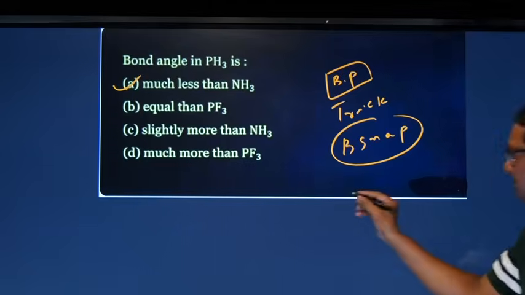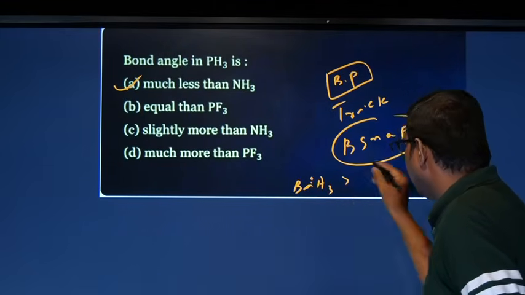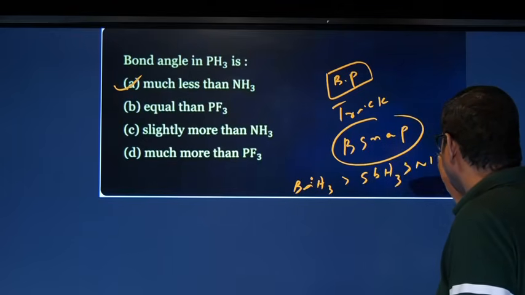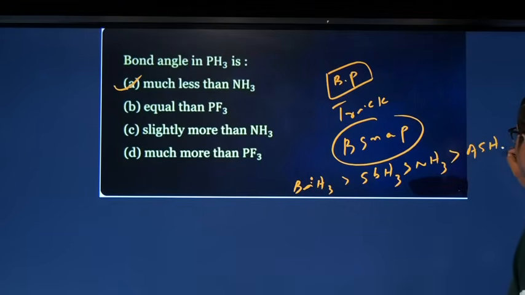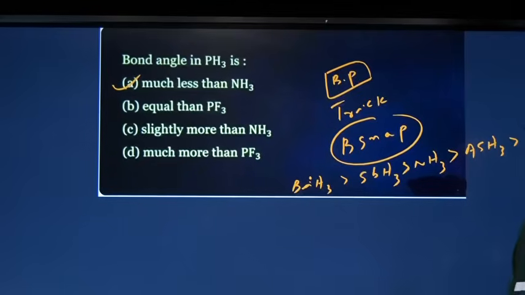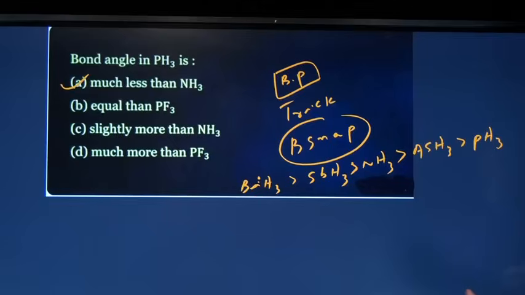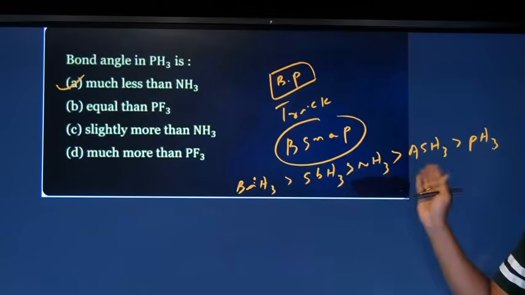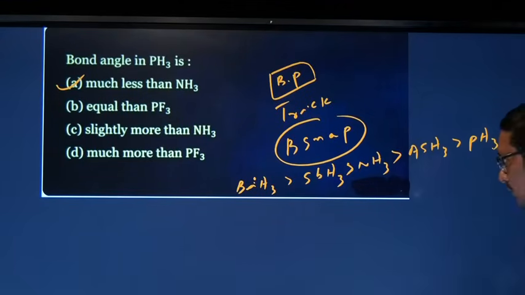How to apply it? B means bismuth hydride, S means antimony hydride, N means ammonia, A means arsenic hydride, P means phosphine. So this is a trick to remember the boiling point of hydrides from 5th group hydrides. This question they can ask, an NCERT in-text question, most important. So BASNP is the trick to answer the boiling point of 5A group hydrides.